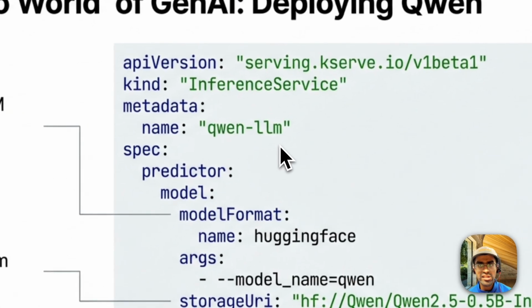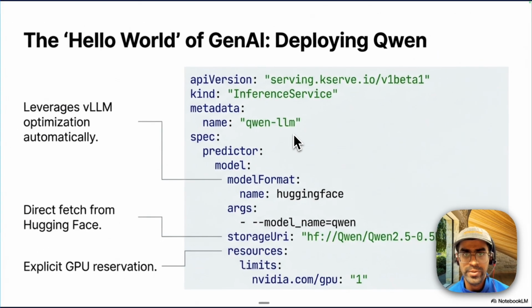Let's take a look at a classic example of how to get started with KServe. So here we have an inference service where we are using the model format as Hugging Face. We have given it a name as arg for Qwen. And then we have the storage URI, which basically tells KServe from where it should fetch the model files that will be used for serving. So here we are fetching it from Hugging Face and we are using the Qwen 2.5 model. And we are assigning one GPU resource to our pod for doing the inference.